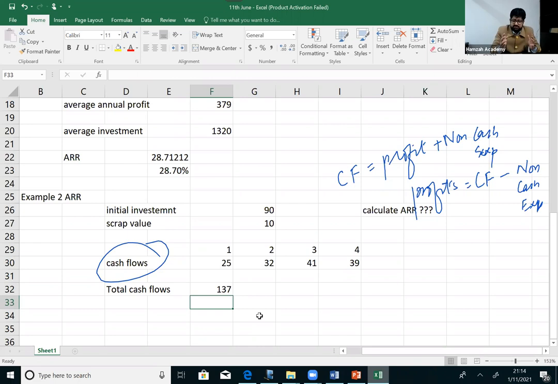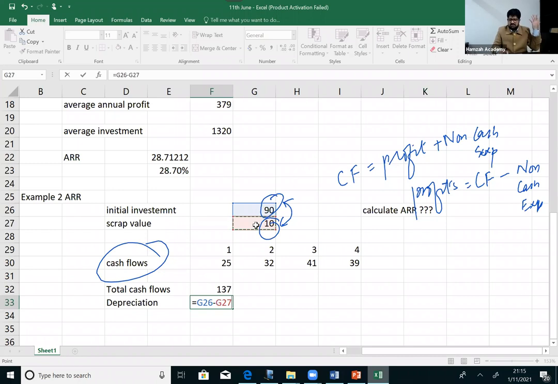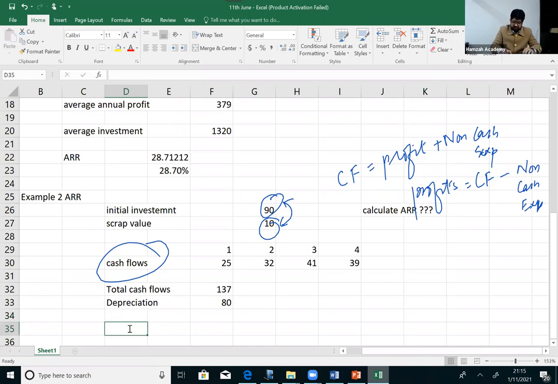So what is the non-cash expense here, students? Depreciation. 90 was the investment, scrap value is this. The difference is depreciation. It is a non-cash expense: initial investment minus scrap value. Now we can calculate profits. Is this depreciation point clear to everyone? Tell me, please.